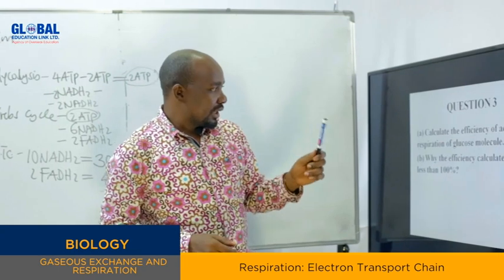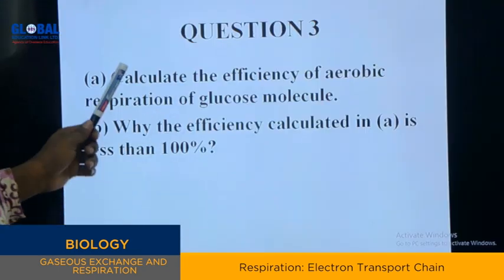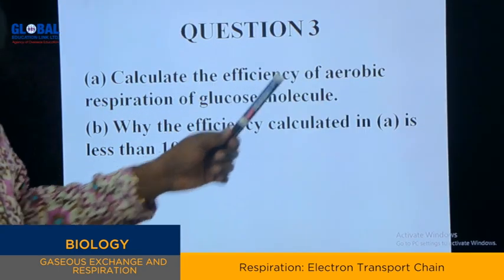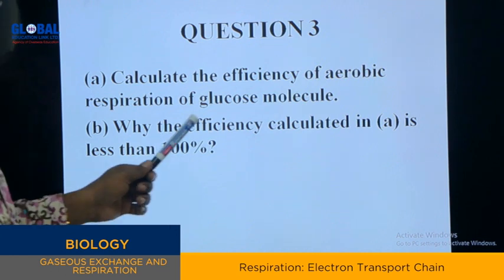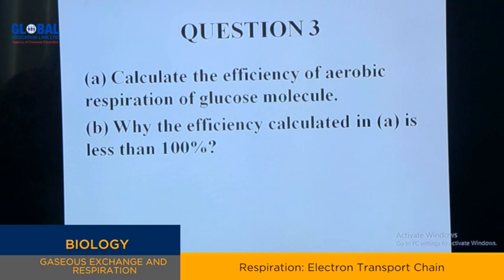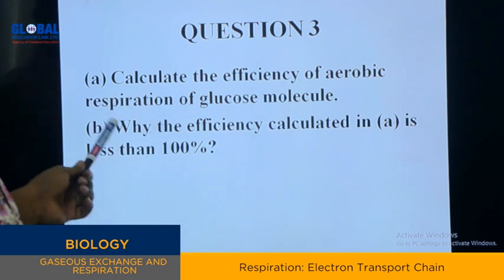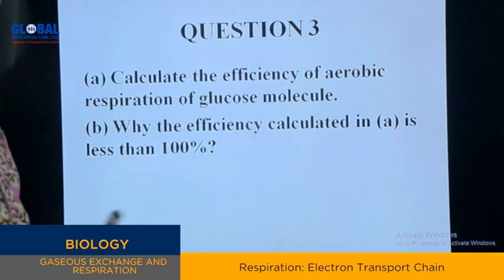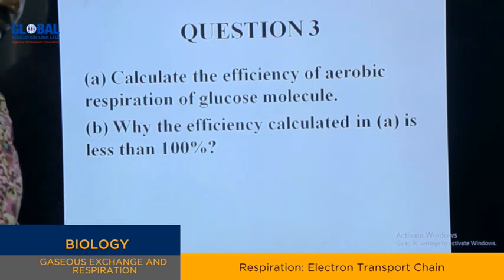Dear student, question number 3 reads: calculate the efficiency of aerobic respiration of glucose molecule. That is part A. Part B: why is the efficiency calculated in A less than 100%?